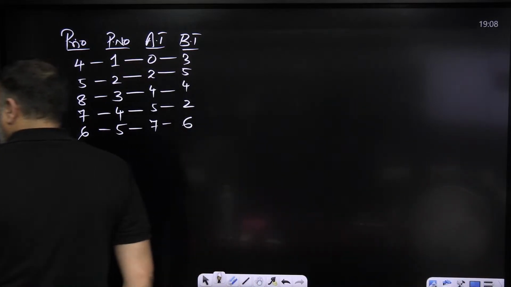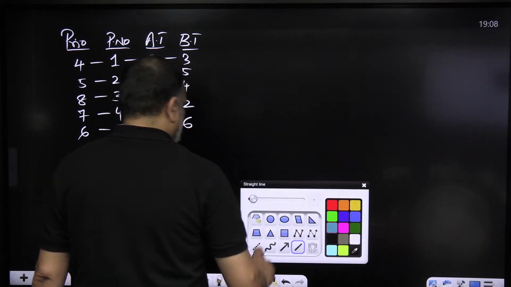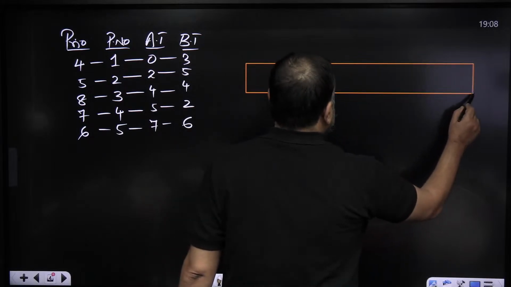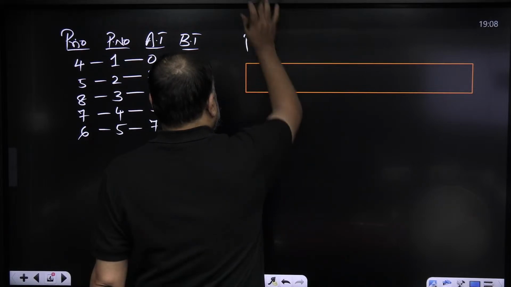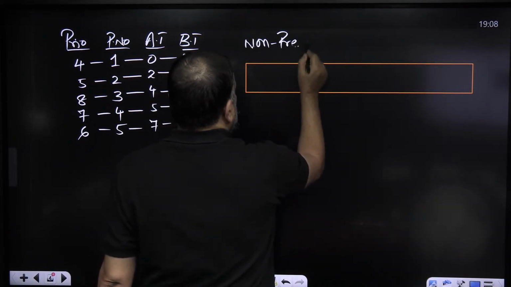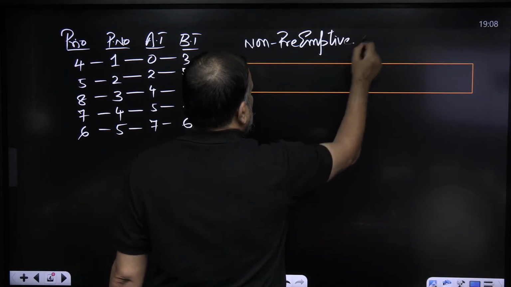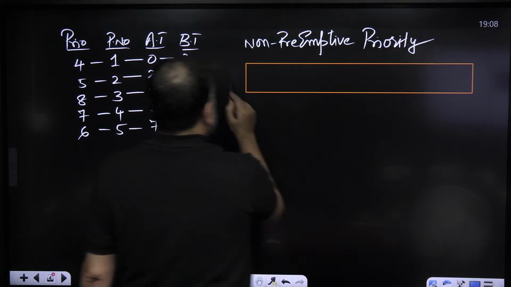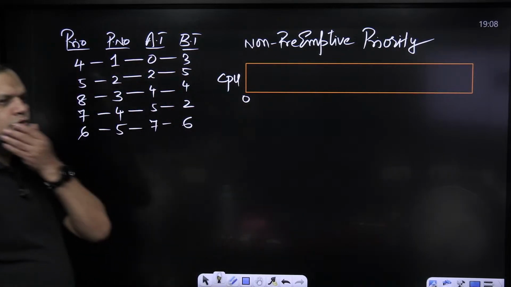So let us produce the Gantt chart. Let us draw the Gantt chart for both of them. So I will first draw the Gantt chart for non-preemptive based and then preemptive based. So here we will write, this is non-preemptive based, non-preemptive priority. So this is CPU. Time starts at 0 as usual.